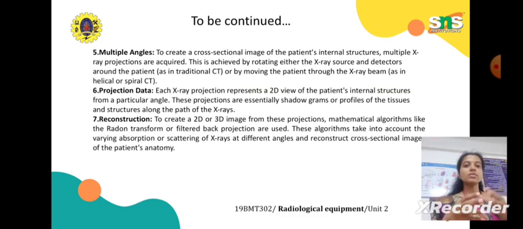Next, we reconstruct the image that we have captured. To create a three-dimensional or two-dimensional image from these projections, mathematical algorithms like the Radon transform or filtered back projection methods are used.